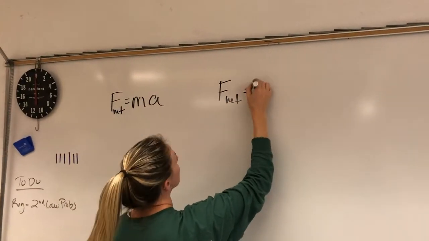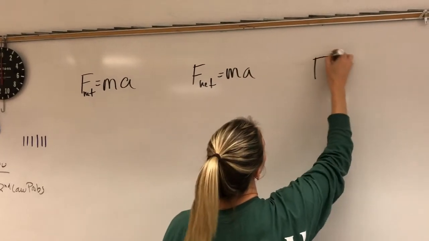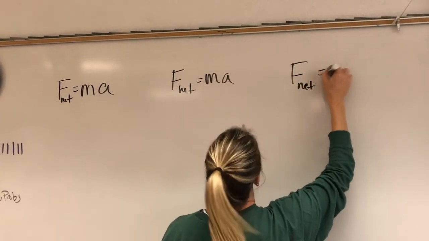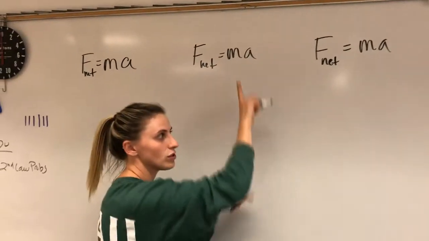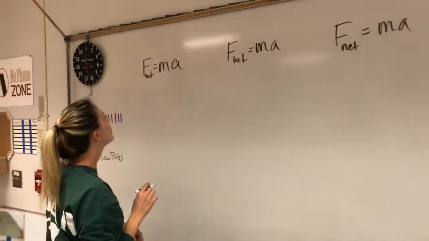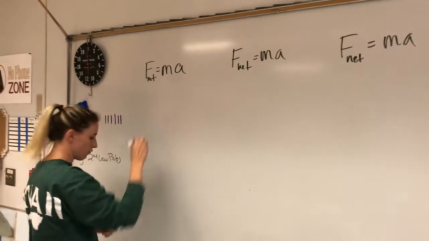What does net mean? Means the total. You add them all up. It's the sum. So that's why we had to look at all the different directions of the arrows. Okay, so this one's already solved for the F.